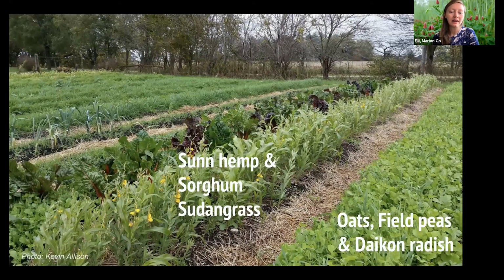And here's an example just to show that we can be very strategic row by row in what cover crop we want to plant right next to growing crops. This farmer has oats, field peas, and daikon in one row, and then sun hemp and sorghum Sudan grass in the next row, which are both summer species and also winter kill. So it really depends on what you're growing next what you want to choose to plant as a cover crop, and just add it into those rotations of your vegetables.